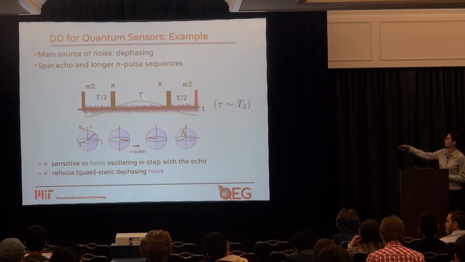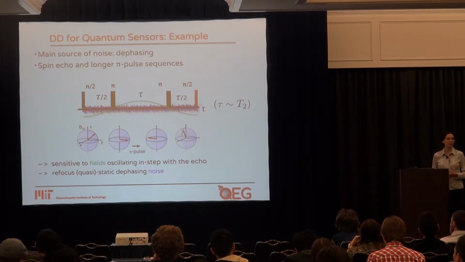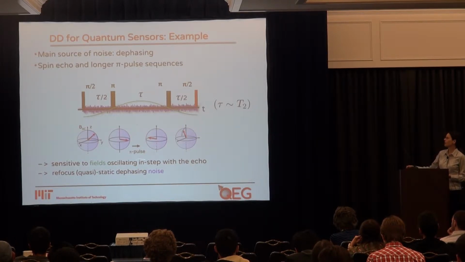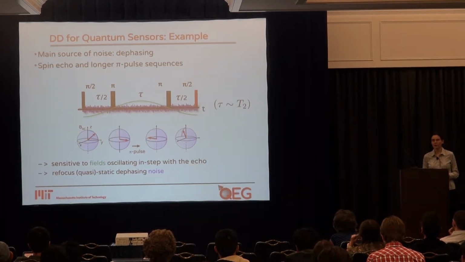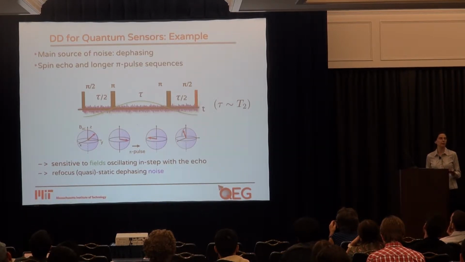However, if you have a signal which is oscillating in phase with the application of the pi pulses themselves, then the phase acquired during this period and this period adds up to the phase acquired in the period in between, because the pi pulses have flipped the sign of the phase. And so your system is now sensitive to fields or signals which are oscillating in step with the echo, but it can still refocus quasi-static dephasing noise. Of course, this is always, as I said, a compromise. We are now able to still measure some signals, but they need to be oscillating.